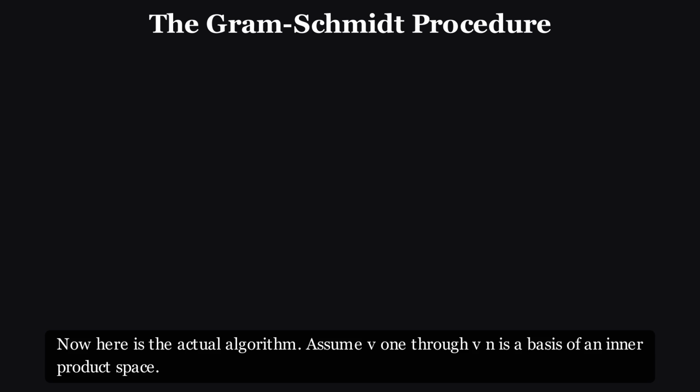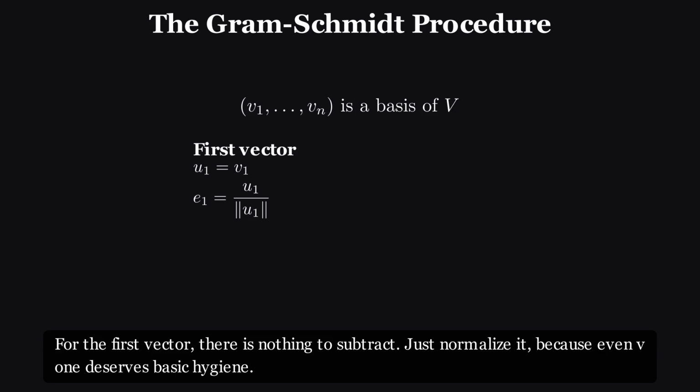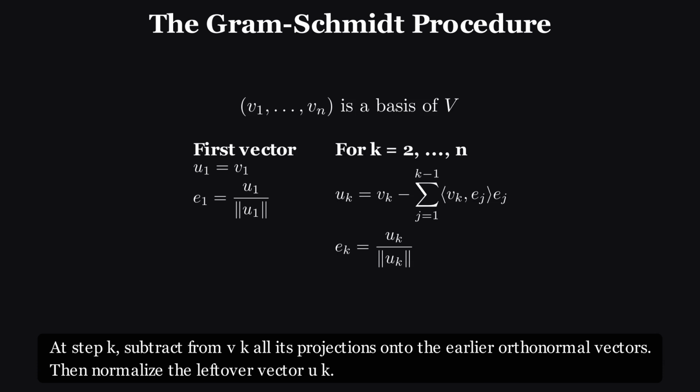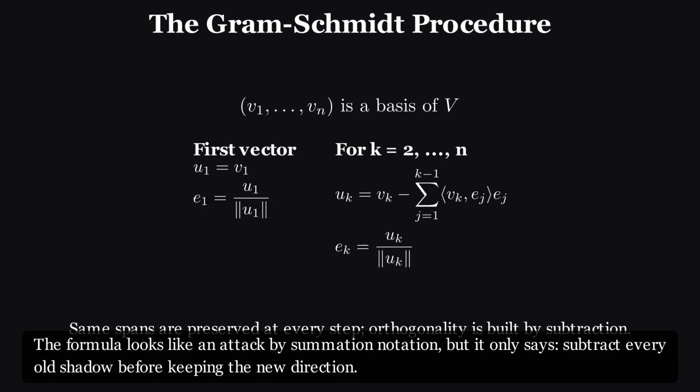Now here is the actual algorithm. Assume V1 through Vn is a basis of an inner product space. For the first vector, there is nothing to subtract. Just normalize it, because even V1 deserves basic hygiene. At step K, subtract from Vk all its projections onto the earlier orthonormal vectors. Then normalize the leftover vector Uk. The formula looks like an attack by summation notation, but it only says, subtract every old shadow before keeping the new direction.